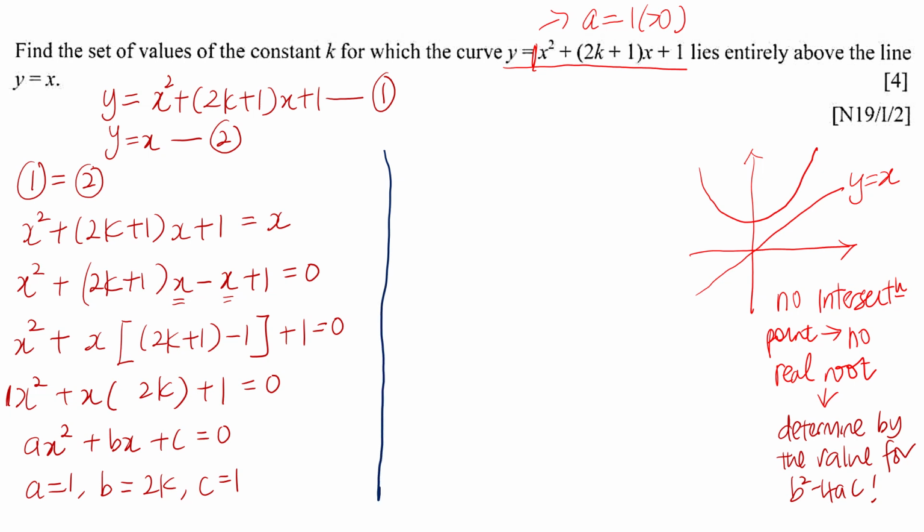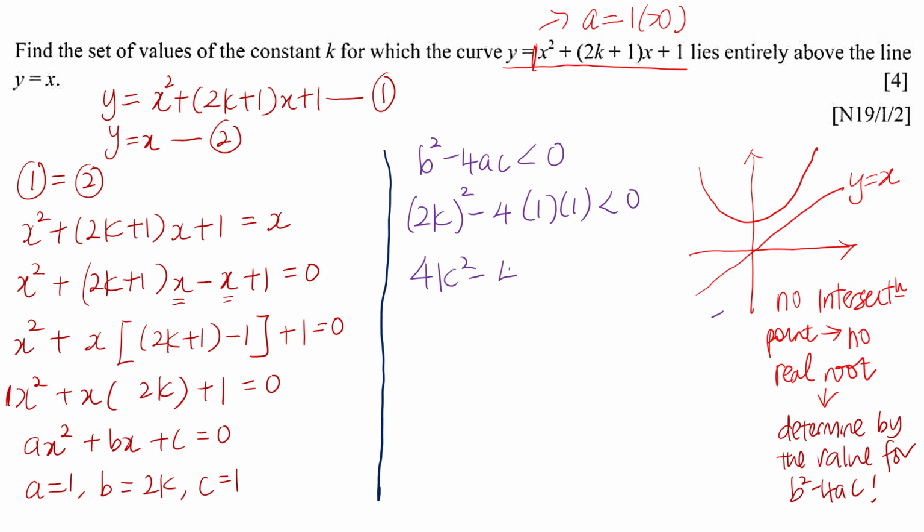Okay, so we have agreed that because the curve is entirely above the line y equals x, it means there's no intersection point, no real roots. It means that the value of b squared minus 4ac is strictly less than 0. So I would have b as 2k, a is 1, c is 1. So I would have 4k squared minus 4 less than 0. I can divide by 4 to get k squared minus 1 less than 0.